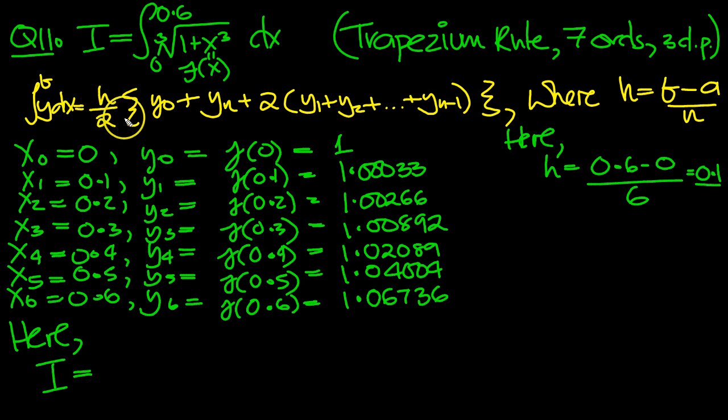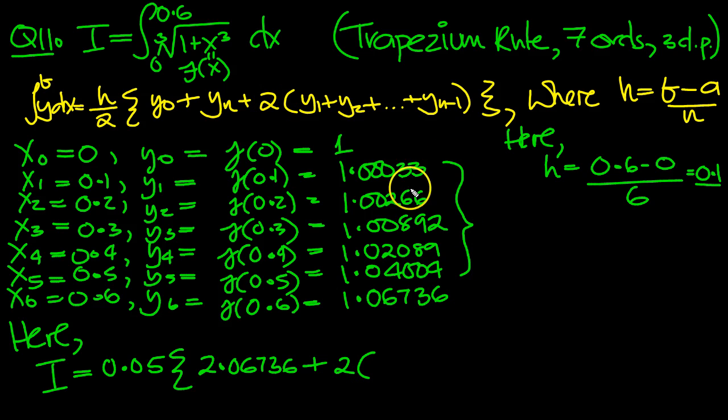Here it is, h over 2. 0.1 over 2 is 0.05. So we can write that down straight away. The first and the last value of the y's, so add those, you get 2.06736. And then it's plus 2 times all the ones in between here. So let's just do that on a calculator, and then we can put that number in here, and then we can work out this value.